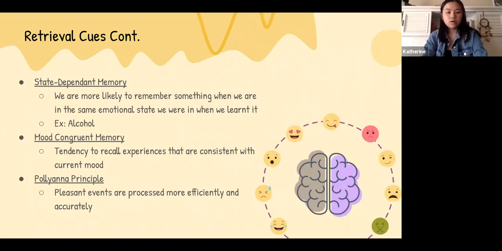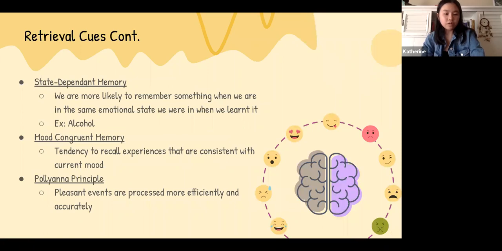All right, so more on retrieval cues. We have state-dependent memory. We are more likely to remember something when we are in the same emotional state we were in when we learned it. An example would be alcohol. If you're drunk, you are more likely to remember something that you did when you were drunk before.